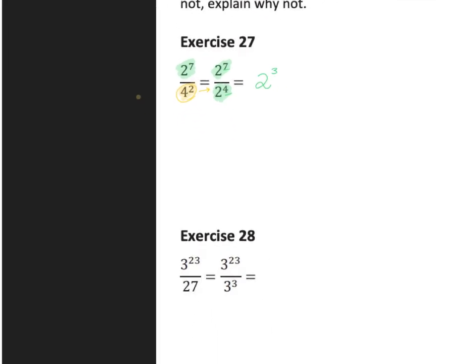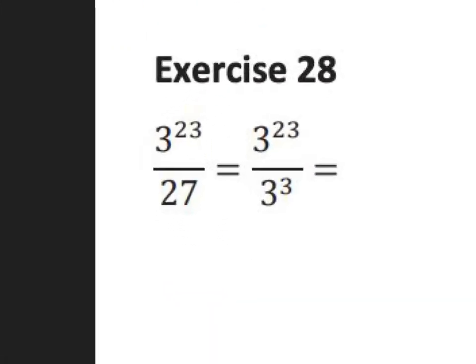Okay, moving on to exercise 28. They did the same thing here. They said I have 3 to the 23rd over 27. And they said, well, you know what? I can turn 27 into a base that has 3 so that then I can actually simplify this. So they kept this 3 to the 23rd on top, and they turned this 27. 27 is the same as 3 to the third power, 3 cubed. Okay? From there, they solved it. 23 take away 3. This is 20.